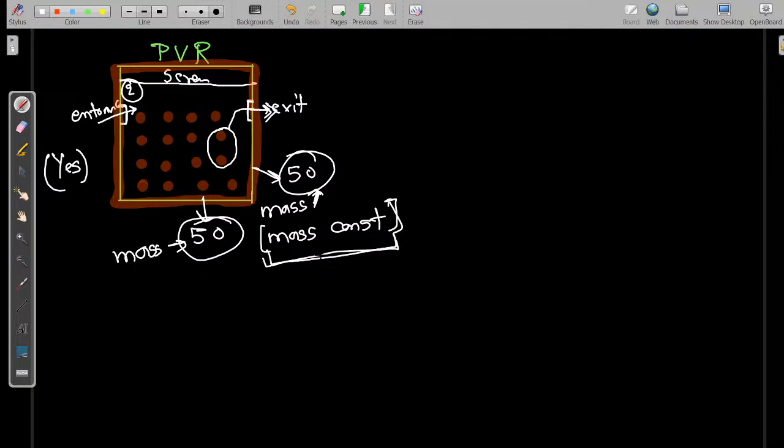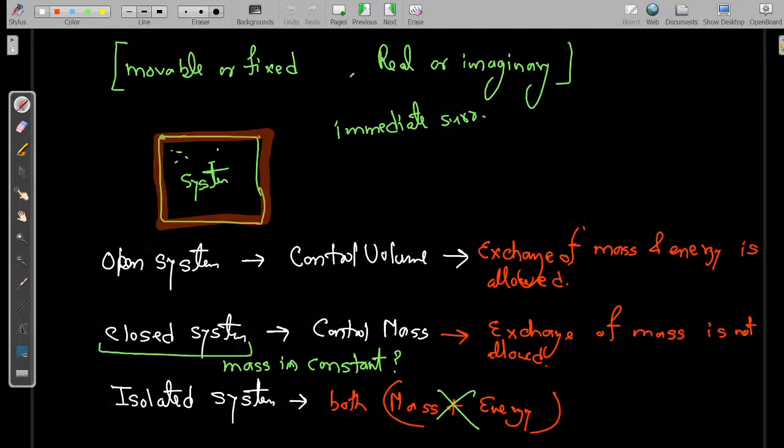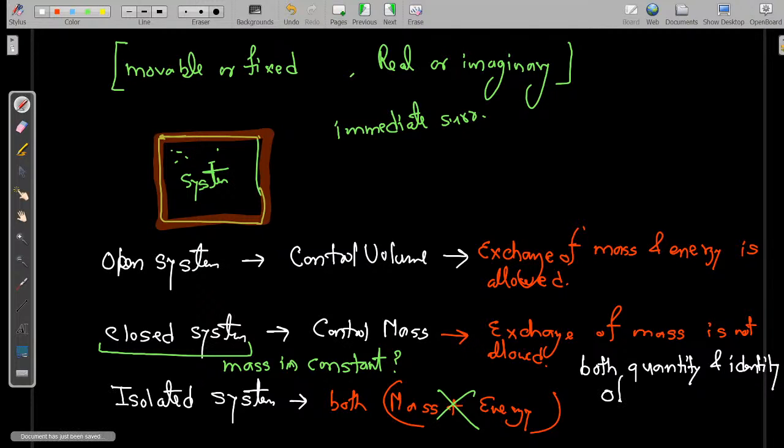Mass is constant, but I cannot say that this system is a closed system. Okay, for saying a system to be a closed system, both the quantity and identity of mass should be constant.